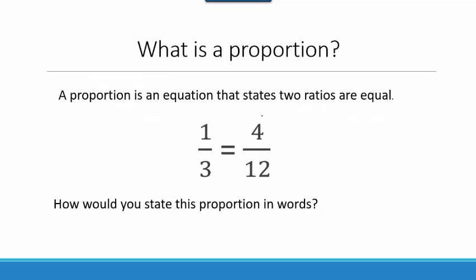Now, going along with this, a proportion is a statement or an equation that states that two ratios are equal to each other. So it's essentially stating that these two fractions are equal to each other. If we're reading a proportion in words, we say 1 is to 3 as 4 is to 12.